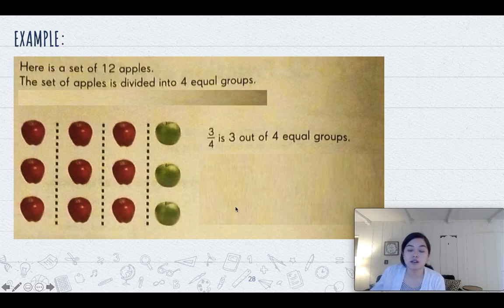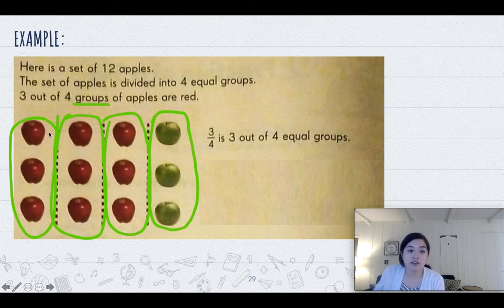So here, 3 out of the 4 groups of apples are red, right? Because you see 1, 2, 3, 4 total groups, but 3 of those 4 groups of the apples are red, right? Because these 3 groups here are the apples that are red out of 4 total groups.